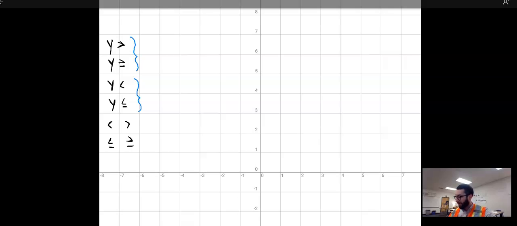There are some minor differences. If y is greater than or equal to, you're going to shade above the line. And again, once I do an example, it'll make more sense what I mean by shade above. If y is less than or equal to, you shade below.